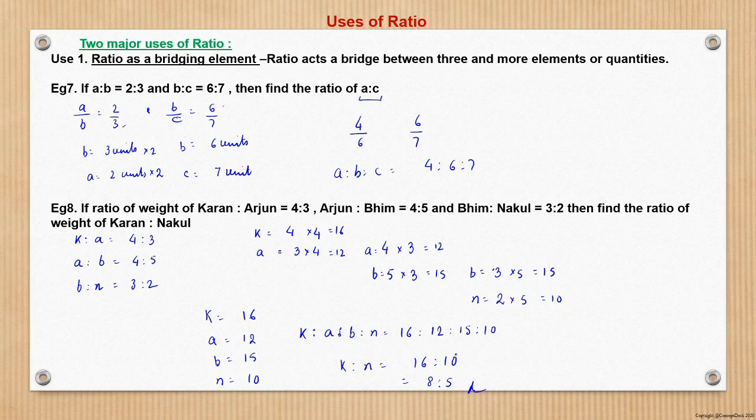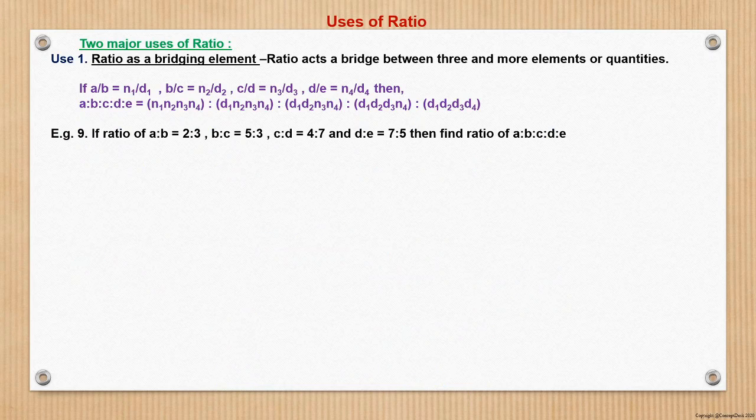However, we see that there is so much technicality here. We have to keep on balancing the common ratios or common variables, and that may at times become tedious. So to avoid all this, there is a shortcut formula that we will see here. It says that if a by b is equal to n1 by d1, where n1 is numerator 1, d1 is denominator 1, b by c is numerator 2 by denominator 2, and so on, then what is the ratio of ABCD? This is the formula. It may look a bit difficult at first sight, but it's actually not that difficult. Let us see this through an example.